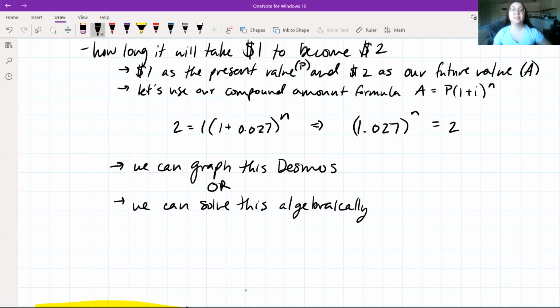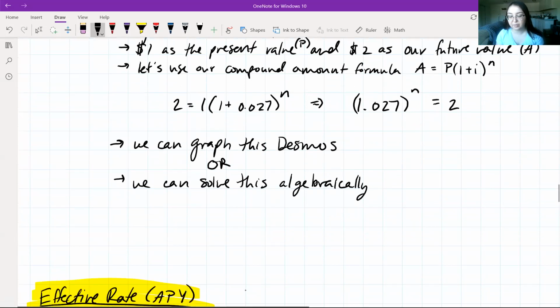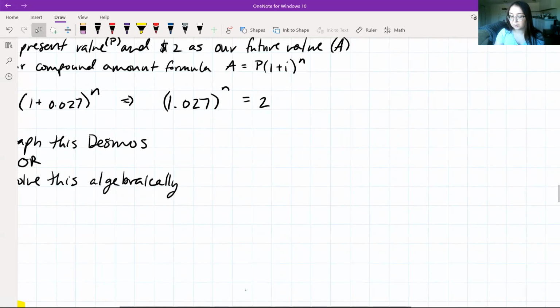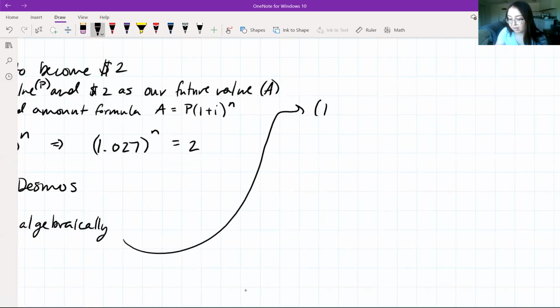All right, so let's solve this algebraically first, and then we can see if we can solve this in Desmos. If we want to solve this algebraically, let's just pull this over here so we have some more room. We have 1.027 to the n power is equal to 2.